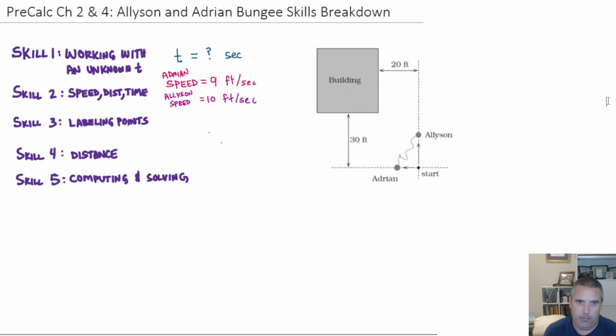So let's just recap. The question says Allyson is going one way, going north. Adrian is going west, and it gives you the speeds. Now, everybody has random numbers. They're not all the same. Here, Adrian's going 9 feet per minute. In this example, I just grabbed the one in my numbers. And Allyson is going 10 feet per second. At this point, we've done this quite a bit. We should be able to label their locations.